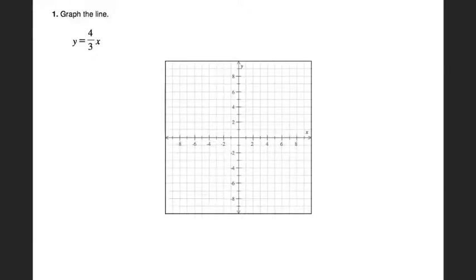So let's narrow down the task. We're going to reimagine what the task is asking us to do here. And we're going to make our new task to plot just 2 points. That's all we have to find. Okay, so how do I find 2 points that belong on this line?